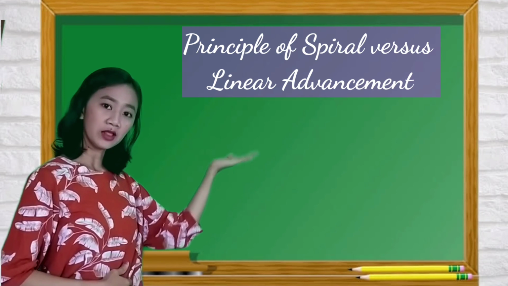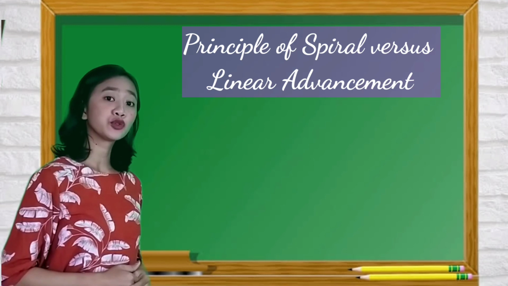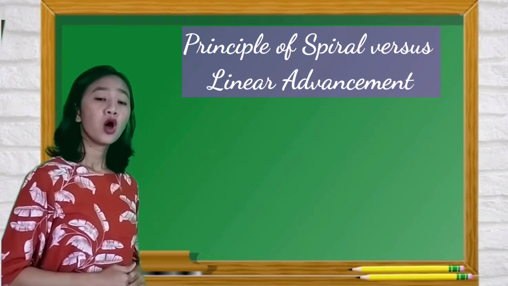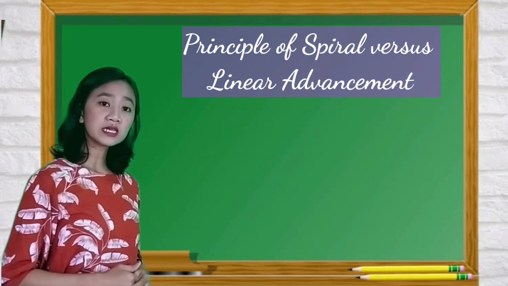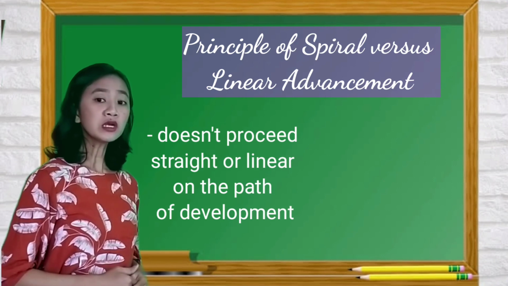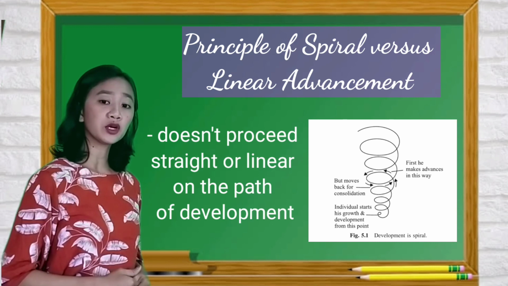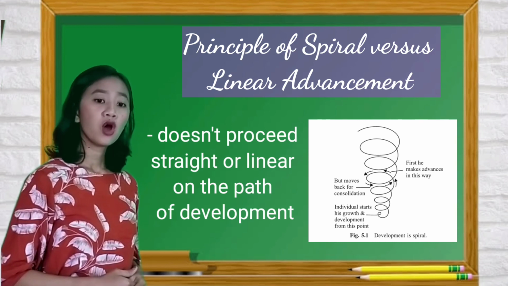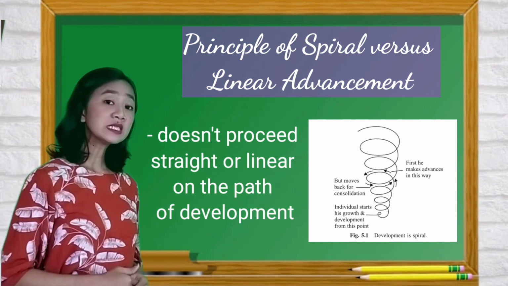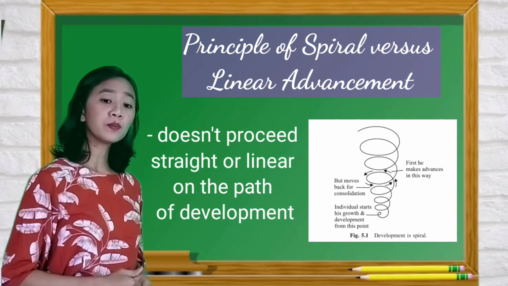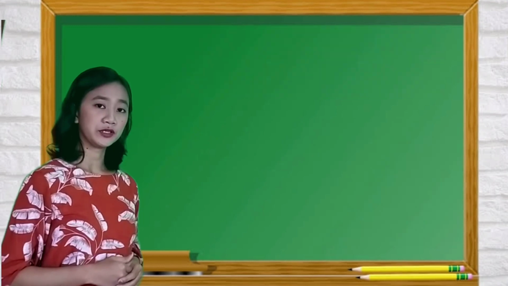Principle of spiral versus linear advancement. The child doesn't proceed straight or linearly on the path of development at any stage; it never takes place with a constant or steady pace. After the child has developed to a certain level, there is likely to be a period of rest for consolidation of the development achieved till then. In advancing further, therefore, the development turns back and then moves forward again in a spiral pattern.